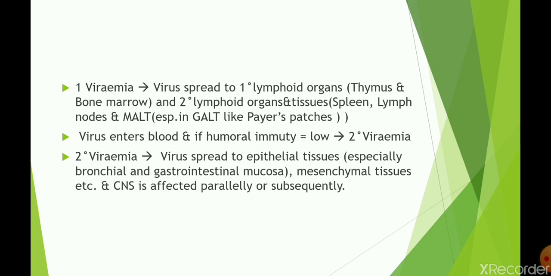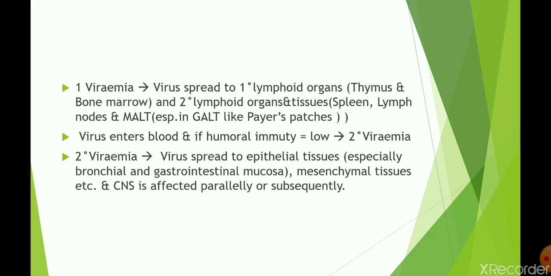Now, after this primary viremia, the virus will spread to both primary and secondary lymphoid organs due to its increased number. And it will be there in the thymus, bone marrow, and even in secondary lymphoid organs and tissues like spleen, lymph nodes, and mucosal associated lymphoid tissues, especially gut associated lymphoid tissues like Peyer's patches. Now, again, the virus is highly increasing in number. There will be severe lymphopenia and immunosuppression, in addition to the generalized immunosuppression which happened earlier.